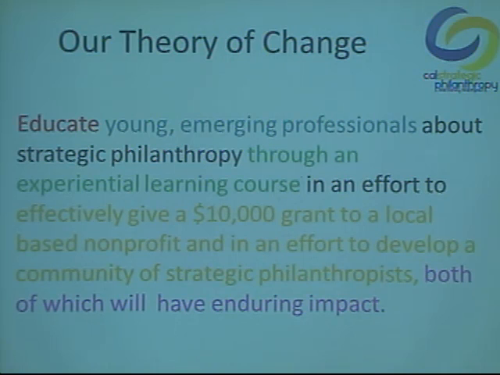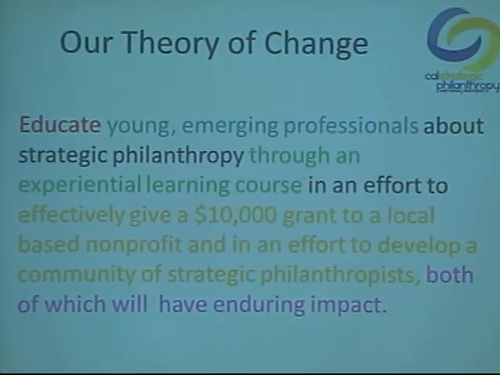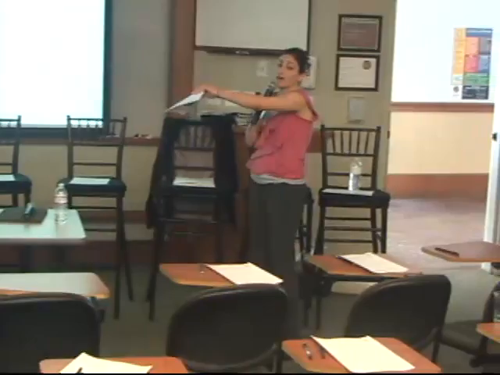So I went a little crazy with the colors, as you can see, but there's a reason for it, and that's because each of the colors represents one of the five domains that I just spoke on. So educate, that was the need. We needed more educated people in the field of strategic philanthropy. Who are you educating? What's your intended impact? The young emerging professionals. And then what are the activities or programs that you're going to engage in order to educate young emerging professionals? Well, it's in green.